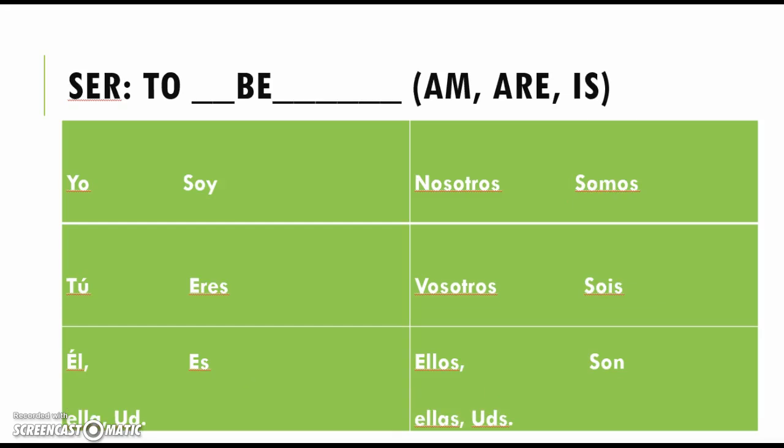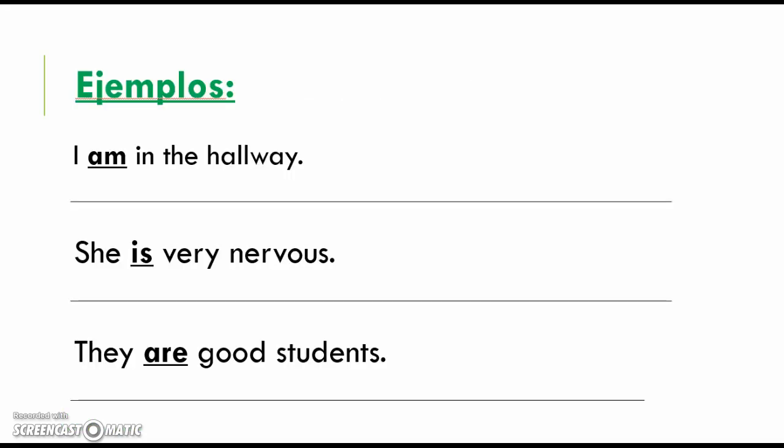A quick review of the conjugation of ser. Yo soy, tú eres, él, ella, usted es, nosotros somos, vosotros sois, ellos, ellas, ustedes son. So they mean the same exact thing. We say estoy and soy both mean I am, but you need to remember that there are different uses for each. Ahora vamos a ver unos ejemplos.